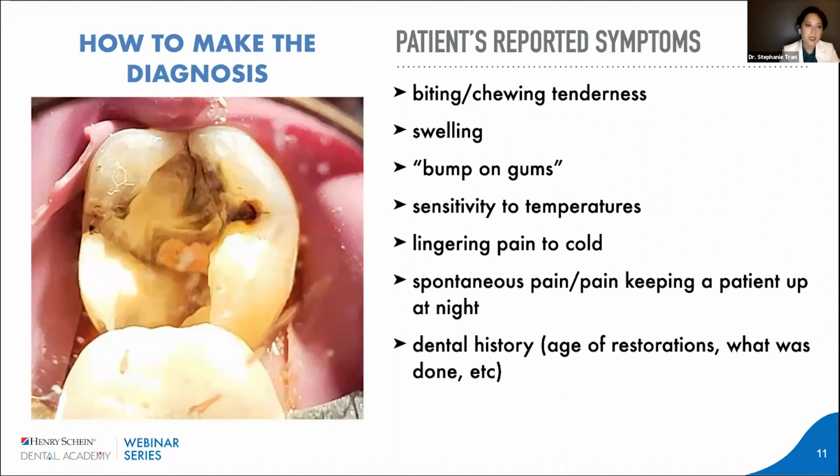Asking the patient, when it does have sensitivity, does it linger? Does it ache? Does it feel like it radiates somewhere? Is it spontaneous, or does it have to be a very specific thing, like it's only biting or chewing? And also, of course, the dental history. It's helpful. Patients are not always going to remember exactly, but having them give a ballpark of 5 to 10, or is it more than 15 or 20 years? That kind of thing can help us determine both the diagnosis and the prognosis.